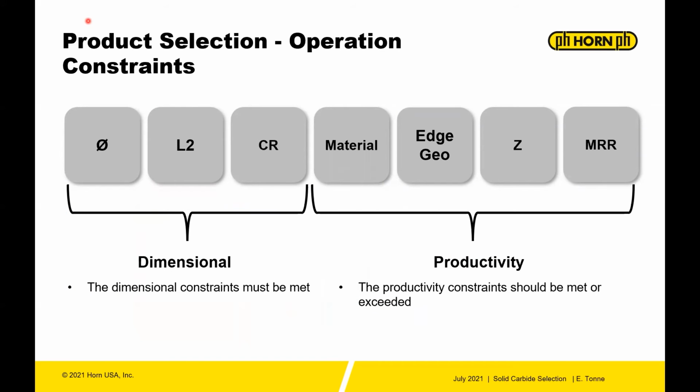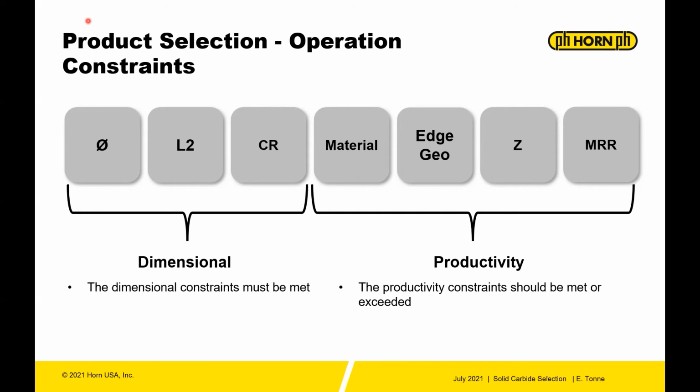So there is a logic to how you pick an end mill. There are a few features that you need to look at from the component perspective, constraints that you need to reach, and then you look at the productivity side. So you can kind of think of this in two ways. You have the dimensional constraints that you must meet, and then you have the productivity constraints that you need to meet or exceed.